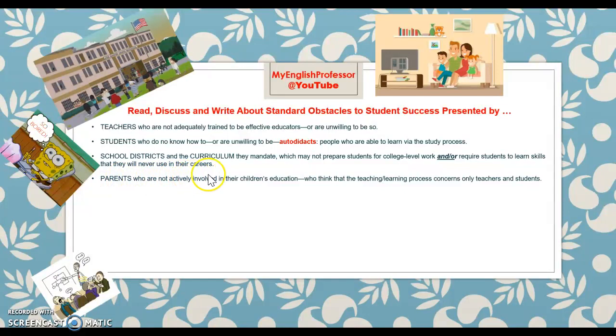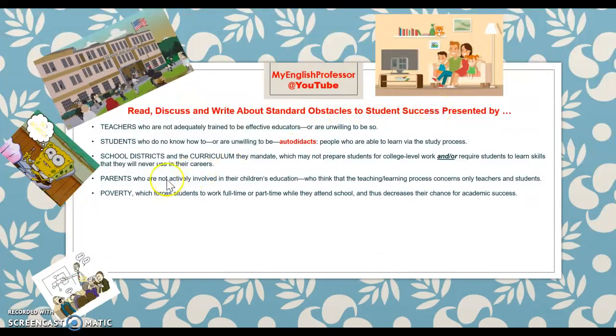Parents who are not actively involved in their children's education, who think that the teaching learning process concerns only teachers and students. They may love their children, and of course they probably do. They watch TV with them, they go on outings to Disneyland, but they are not actively involved in their children's education. So that would be an obstacle to student success.